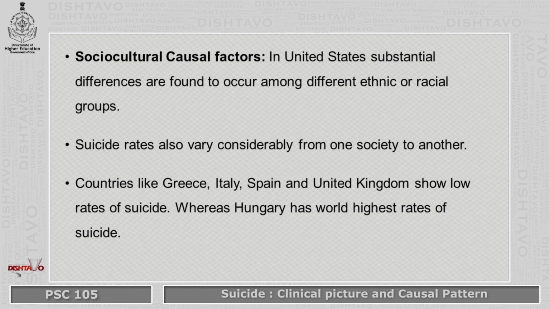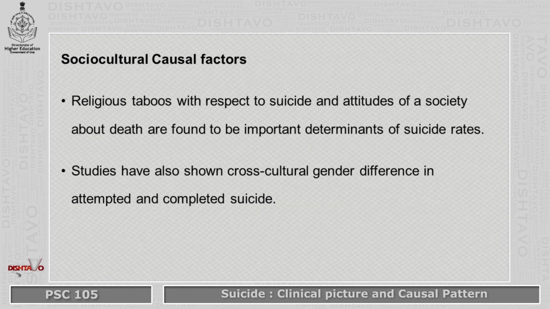Lastly, we go to the socio-cultural causal factors. In the United States, substantial differences are found among different ethnic or racial groups. Suicide rates also vary considerably from one society to another. Countries like Greece, Italy, Spain, and the United Kingdom show low rates of suicide, whereas Hungary has the world's highest rate of suicide. Religious taboos with respect to suicide and the attitudes of society about death are found to be important determinants of suicide rate. Studies have also shown cross-cultural gender differences in attempted and completed suicide.